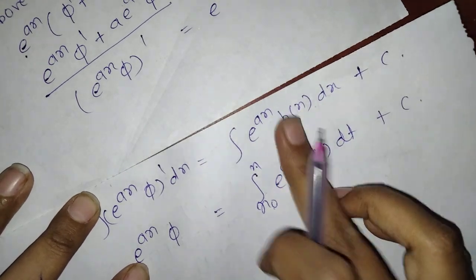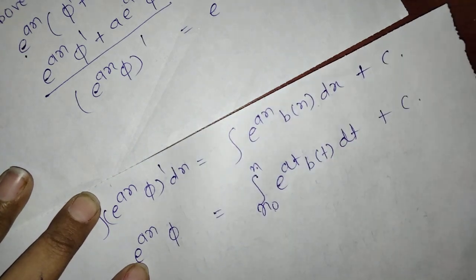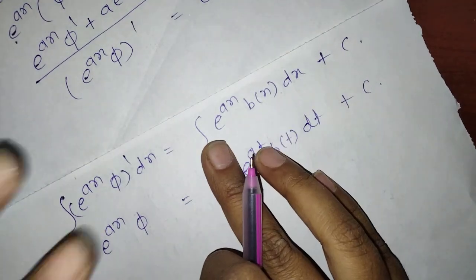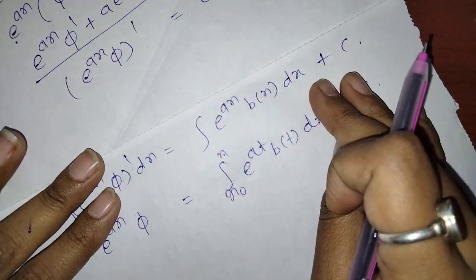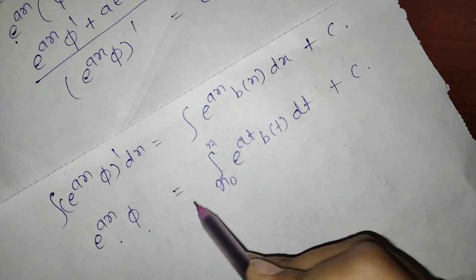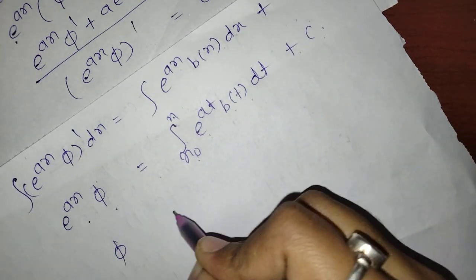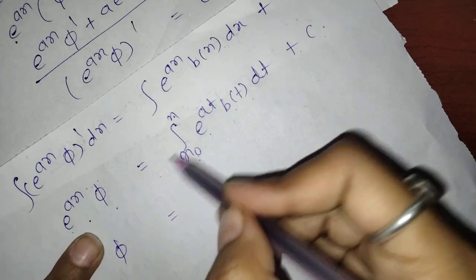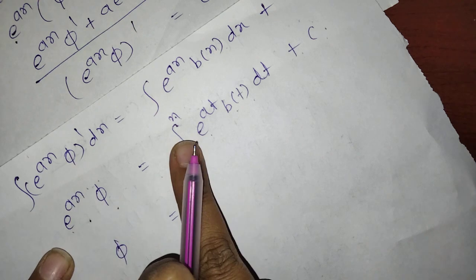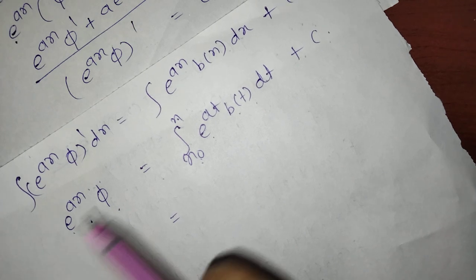Here, why do we replace x with t? Because the limit is in the form of x, that's why here we take x equal to t. If limits are not given, then you can put this equation as it is. Now e^x φ is equal to integration x0 to x e^(at) b(t) dt plus c. So φ is equal to, now e^x, when we take it across, it converts into a minus sign because e^x becomes 1 upon e^x, and 1 upon e^x is nothing but e^(-x).